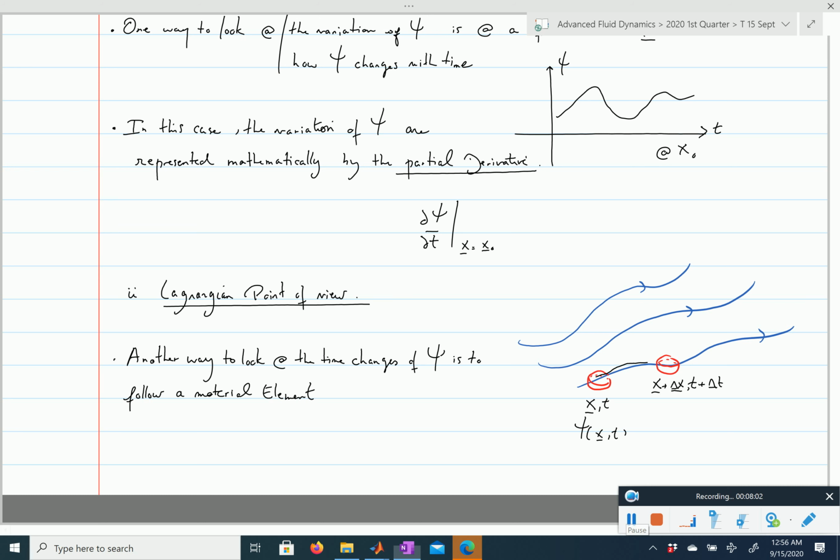And so we may be interested in how psi has changed, by delta psi. What is this change of psi as we followed a material element? If we look at the variation of psi in time in this case, it is represented mathematically by the material derivative.